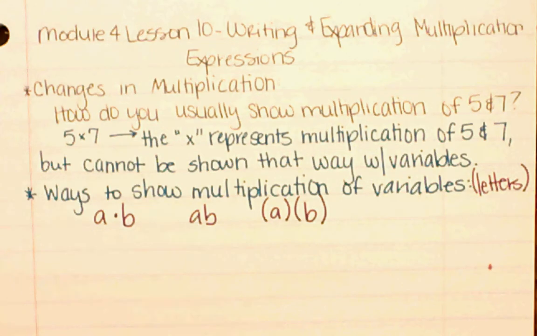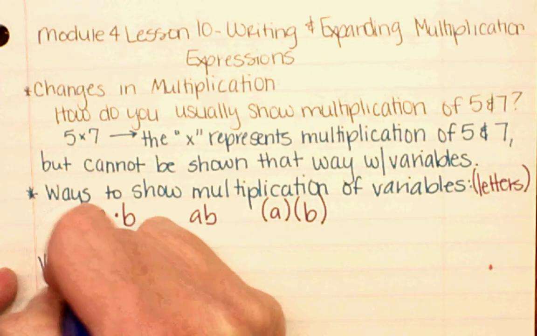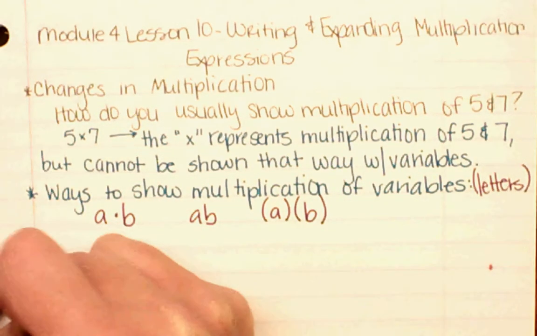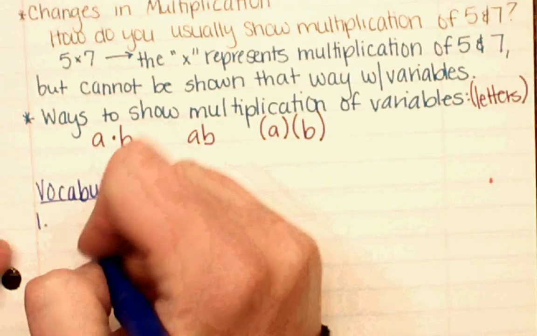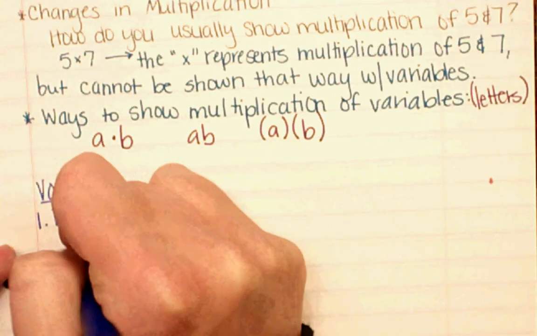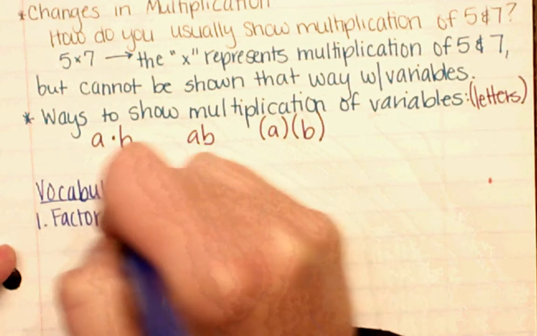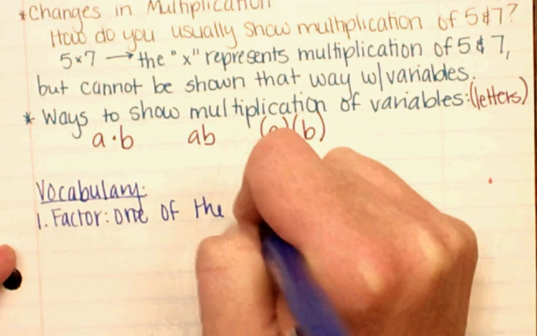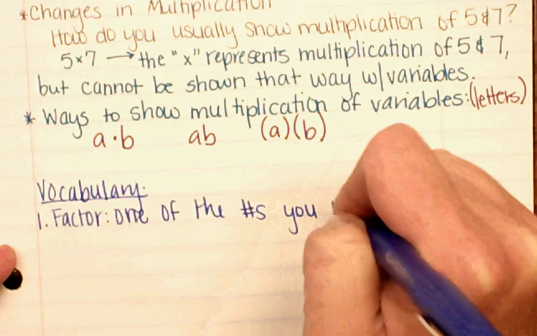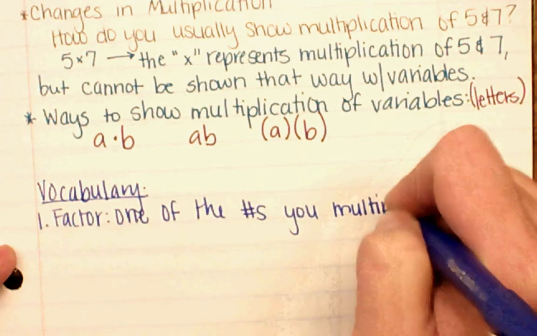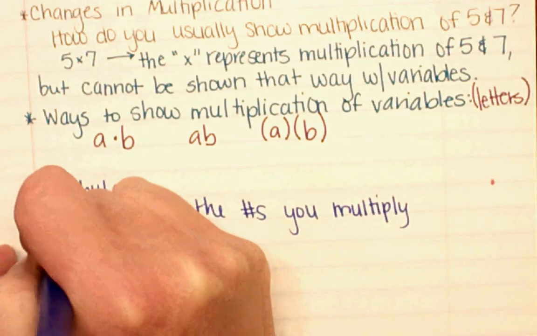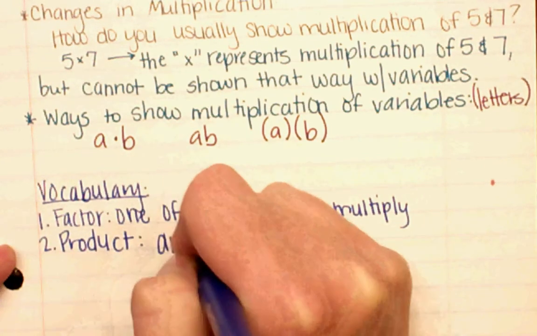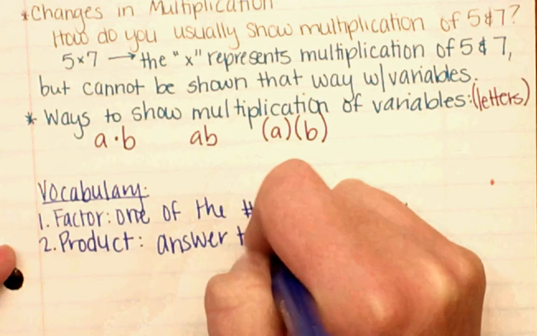So we're going to review a couple of vocab words. I know you guys probably know them from other grades, probably in 3rd grade with me, but I just want to review them. There's factor. Factor is one of the numbers you multiply. The second one is product. The product is the answer to a multiplication problem.